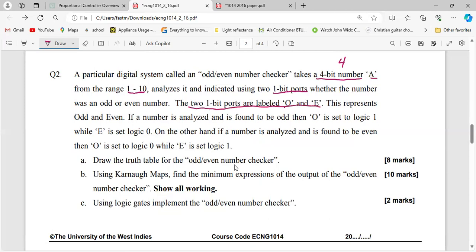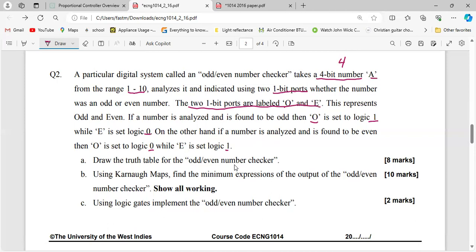If a number is analyzed and is found to be odd, then O is 1 and E will be 0. On the other hand, if a number is found to be even, O is set to 0 and E is set to 1. Show the truth table for the odd-even number checker.